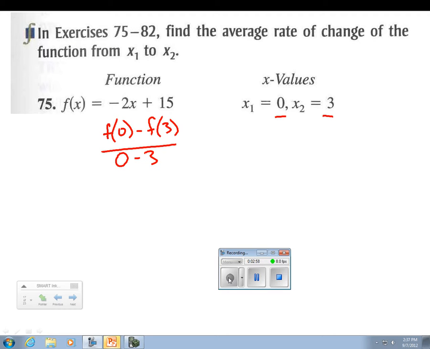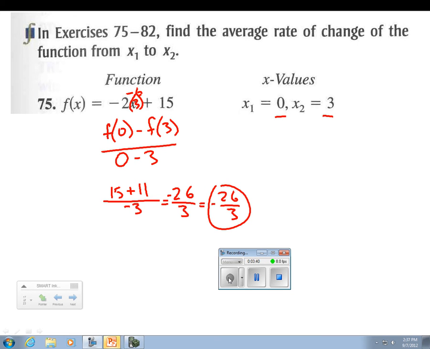If we plug in 0 up here, -2 times 0 is 0, plus 15 is 15. And if we go ahead and plug in 3 right here, we'll get -6 plus 15, which is 11, over -3, and so we'll get 26 thirds negative. Can't reduce that at all, so -26 over 3 would be our average rate of change for problem 75.